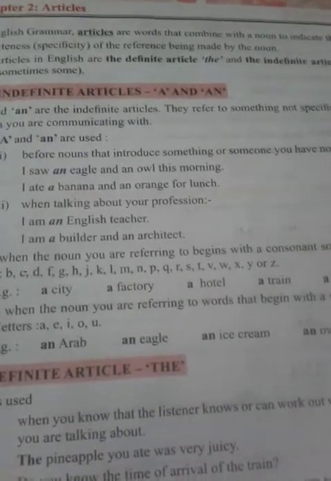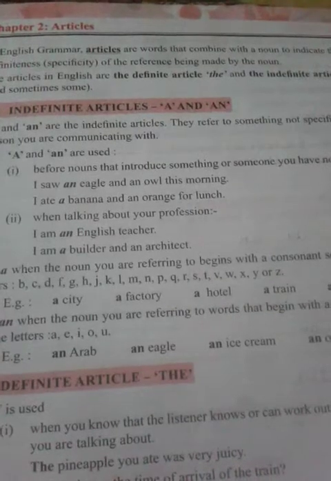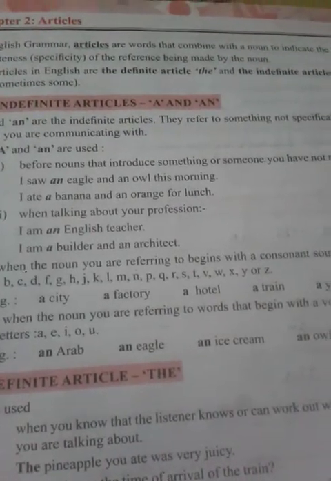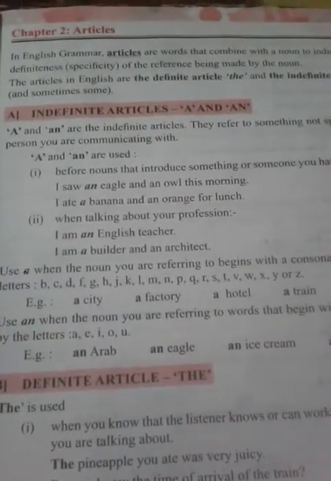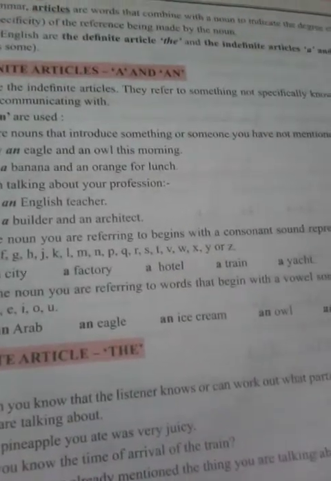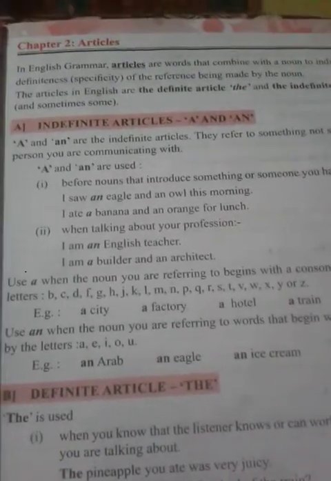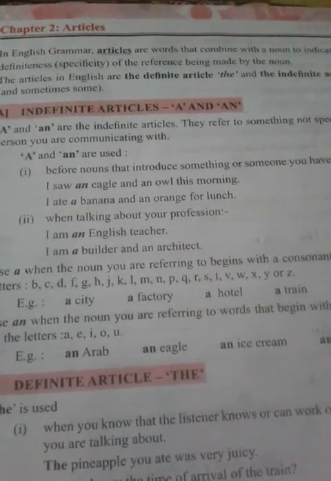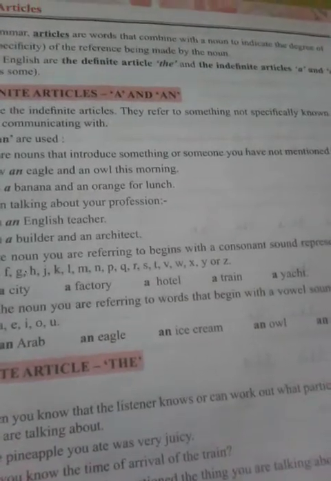The articles in English are the definite article the and the indefinite articles a and an, sometimes some. Okay, that means there are three articles. A and an are the indefinite articles. They refer to something not specifically known to the person you are communicating with. A and an are used before nouns that introduce something or someone you have not mentioned before.